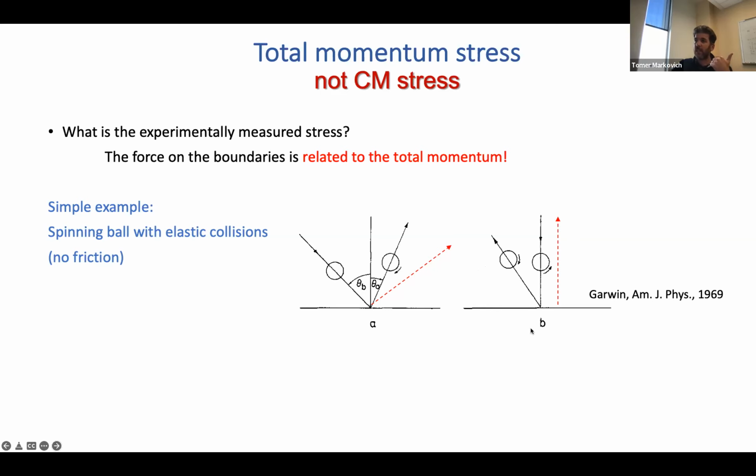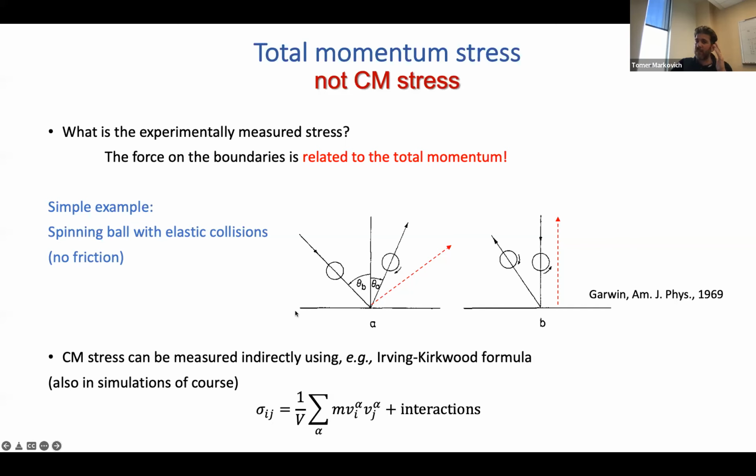And it's also clear that there is some kind of shear force happening on the surface, because otherwise there's no way that this ball will move to the left, right? So there has to be some force in that direction. So if I want to measure the force on that wall, I have to take into account somehow the fact that this ball can rotate. Okay, so it has to take into account the total momentum.